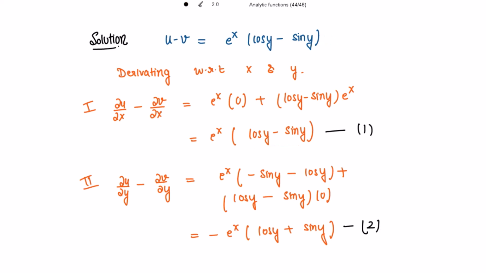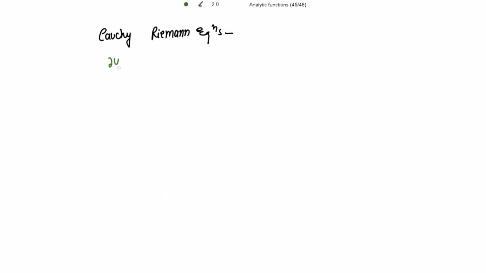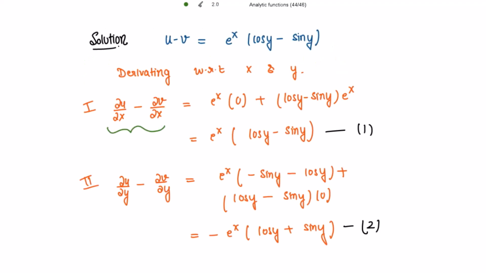And now I am going to use the Cauchy-Riemann equations. What are those? These are ∂u/∂x = ∂v/∂y and ∂u/∂y = -∂v/∂x. So these are the two Cauchy-Riemann equations. How to use them? I have here ∂u/∂x - ∂v/∂x, and here I have ∂u/∂y - ∂v/∂y.